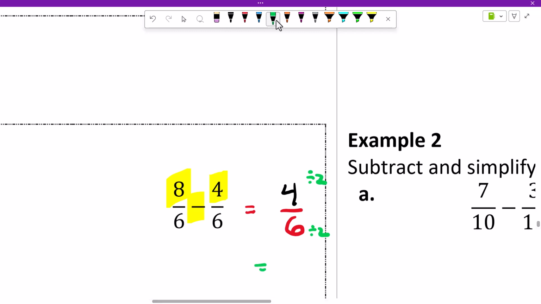And you get 4 divided by 2 is 2. 6 divided by 2 is 3. Right? And the same thing goes as the last one.